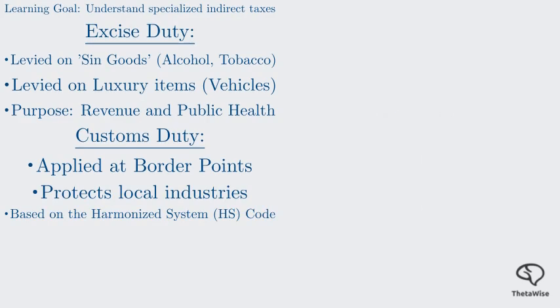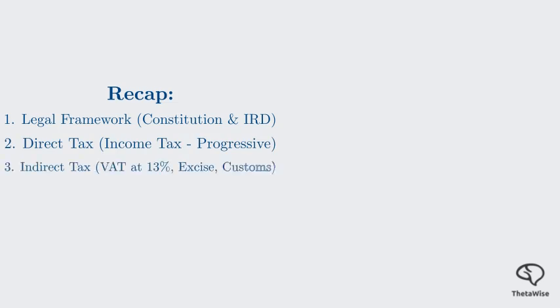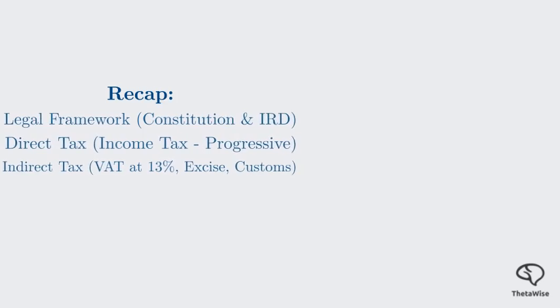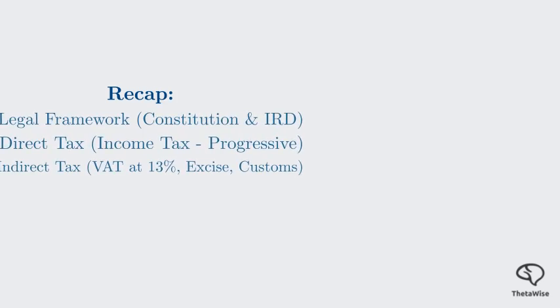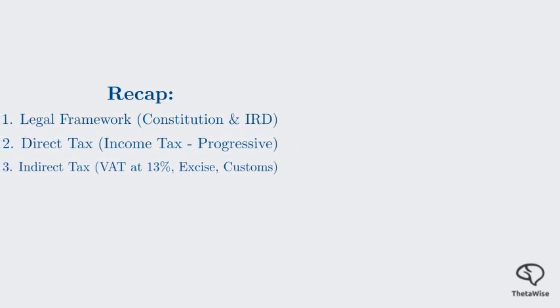We have now covered the pillars of the Nepalese tax system. First, the legal framework through the Constitution and the Inland Revenue Department. Second, direct tax, which primarily includes progressive income tax. And third, indirect tax, including VAT at 13%, excise and customs duties. From the income you earn to the products you buy, taxation plays a role in every part of the economy. By understanding these structures, you can better navigate the financial landscape of Nepal.